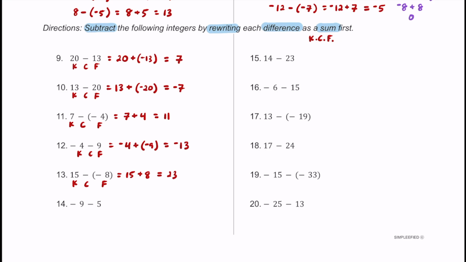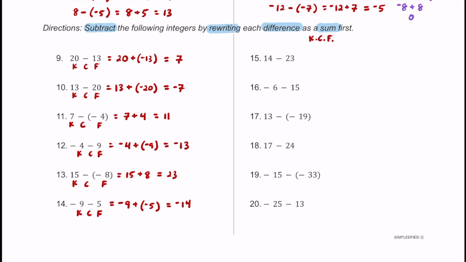Okay. For number 14, we have negative 9 take away 5. So if we rewrite this as an addition problem, it's going to be negative 9 plus the opposite of 5, which is negative 5. So we really are adding two negatives together. So negative plus a negative is more negative. So 9 plus 5 is 14, and it's going to stay negative.